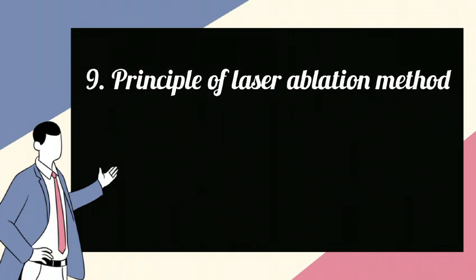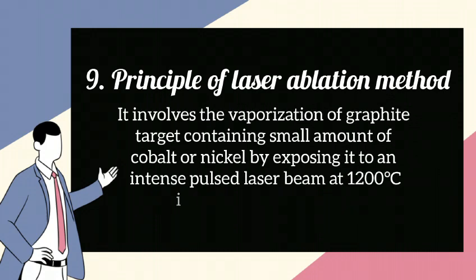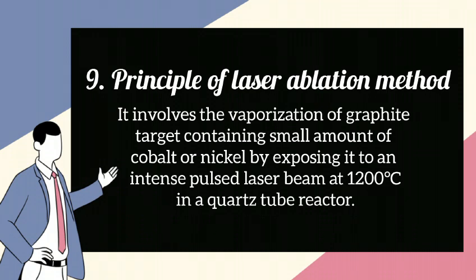Principle of laser ablation method. It involves the vaporization of a graphite target containing a small amount of cobalt or nickel by exposing it to an intense pulsed laser beam at 1200 degrees Celsius in a quartz tube reactor.